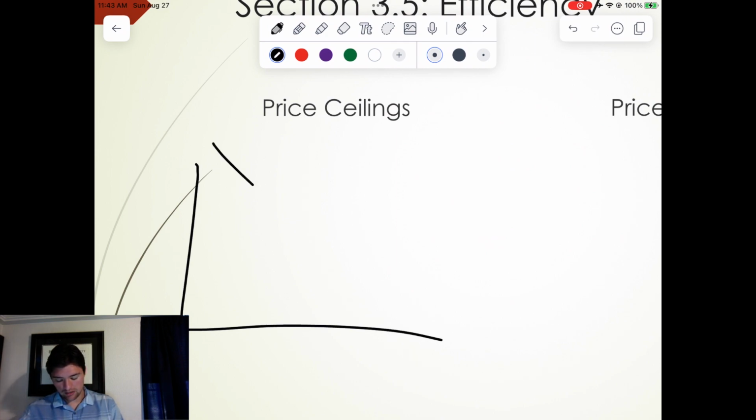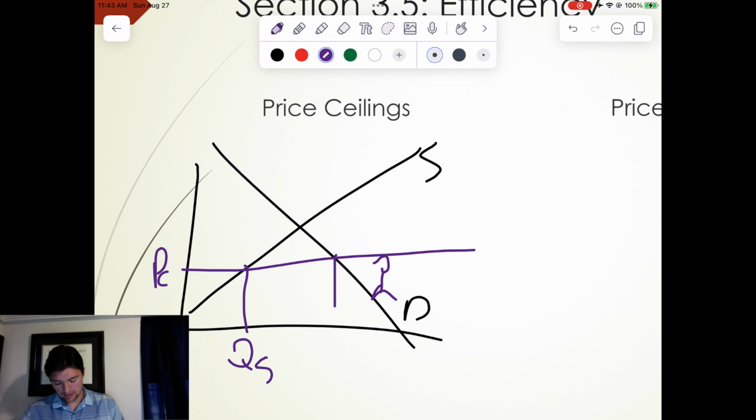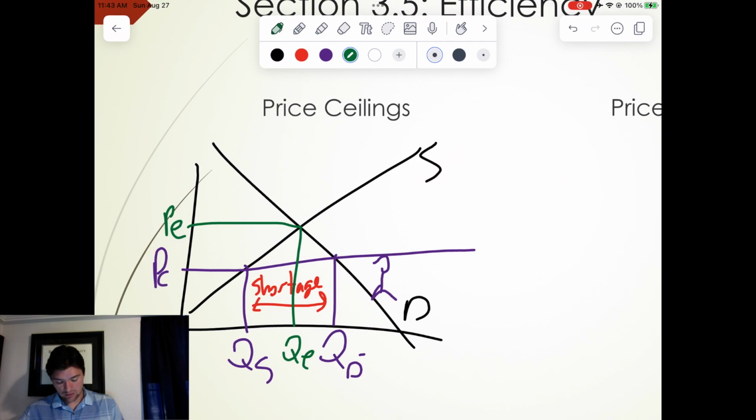So we have the demand, the supply, and the price ceiling is here. So here I am, below the ceiling. This is my quantity supplied. This is my quantity demanded. So, surplus or shortage? Am I buying too much or am I supplying too much? I'm buying too much, that's a shortage. And then here is my equilibrium, PE. The market wants to go up. It wants to go to equilibrium, but it can't.